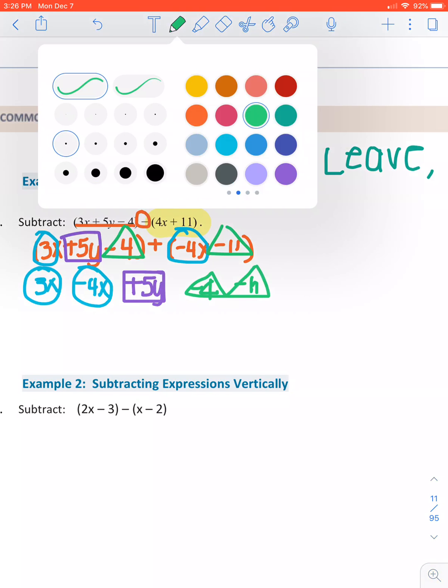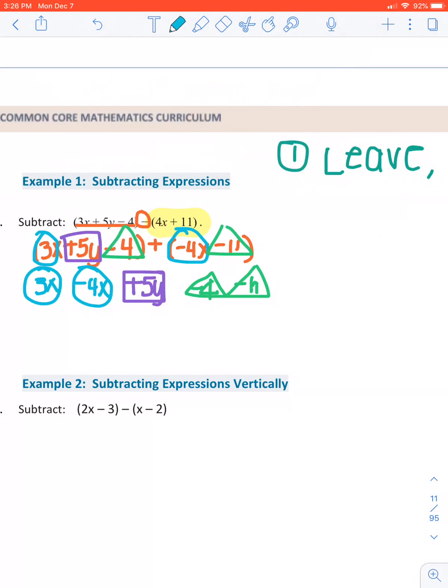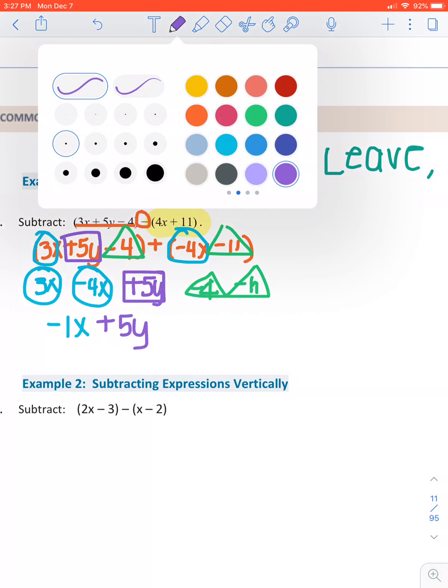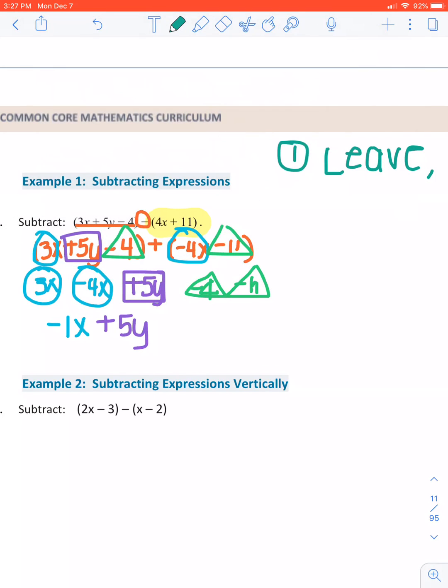All right, so I'm going to go back to the beginning. 3 plus negative 4. Now, I would highly encourage you to do that in the calculator. Do not guess. You're adding everything with the circles. So 3 plus negative 4 is negative 1x. The plus 5y, you don't have to do anything with that. There's nothing to add. Negative 4 and negative 11, when you add that, you get negative 15. Now, these are all different variables. You cannot combine that any further. That is your answer. So right here, you have negative 1x plus 5y minus 15.